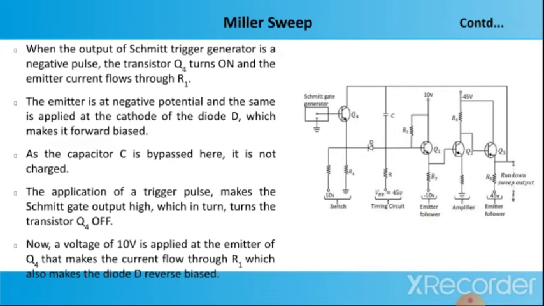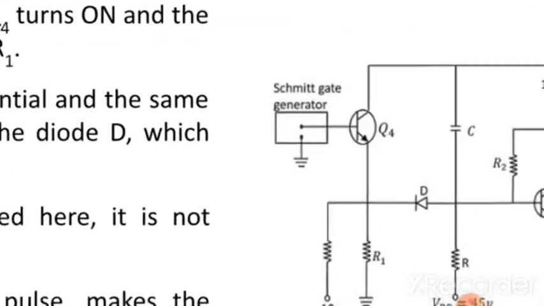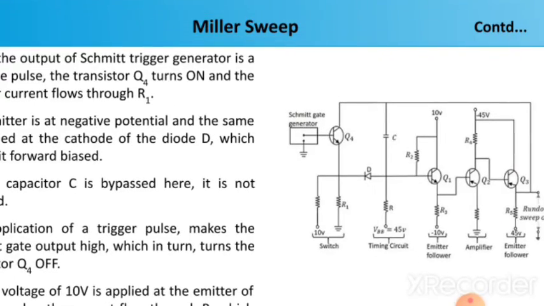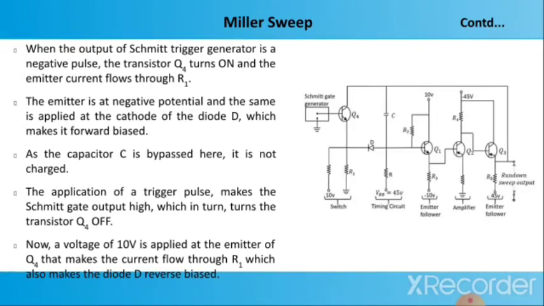When the output of the Schmitt trigger generator is a negative pulse, the transistor Q4 turns on. The emitter current flows through R1. The emitter is at negative potential and the same is applied at the cathode of the diode D, which makes it forward biased. As the capacitor C is bypassed here, it is not charged.